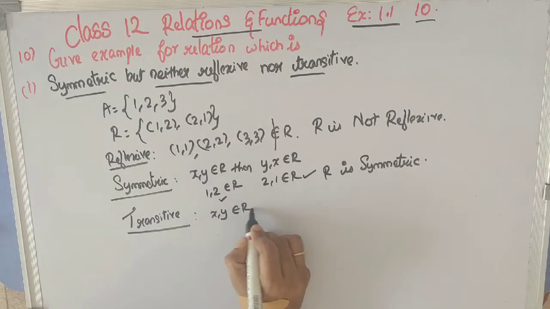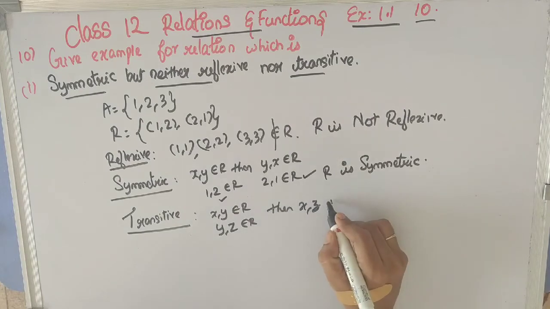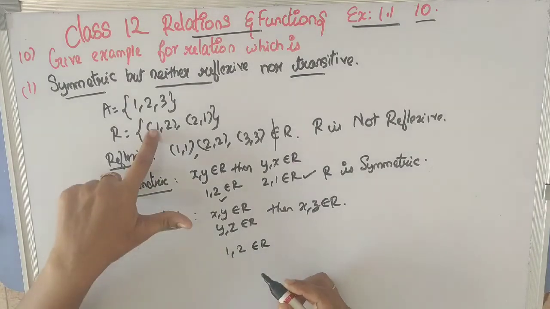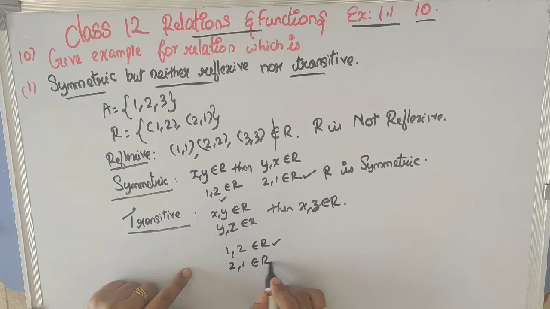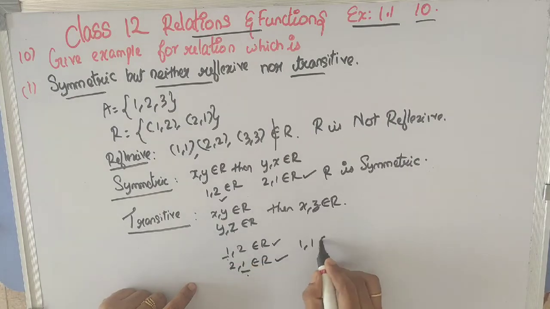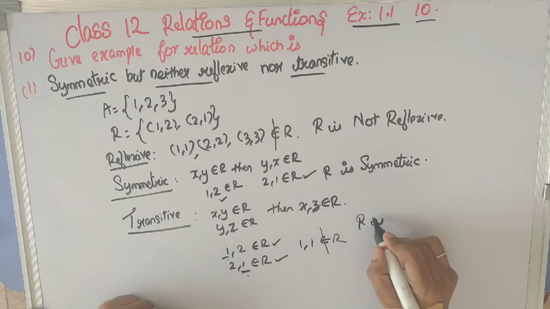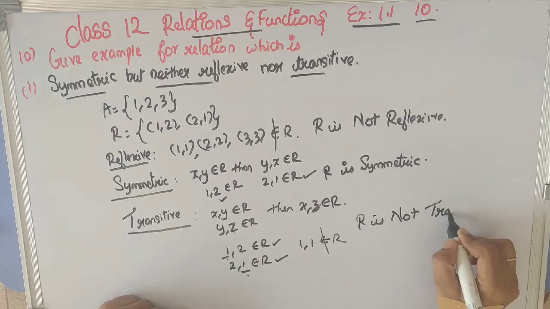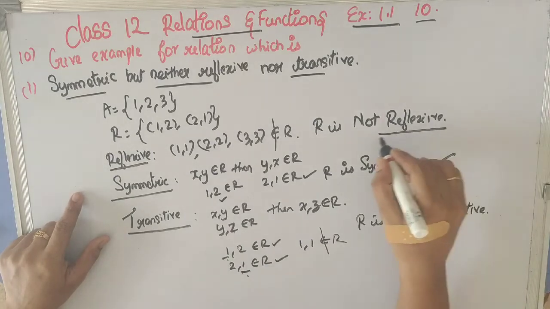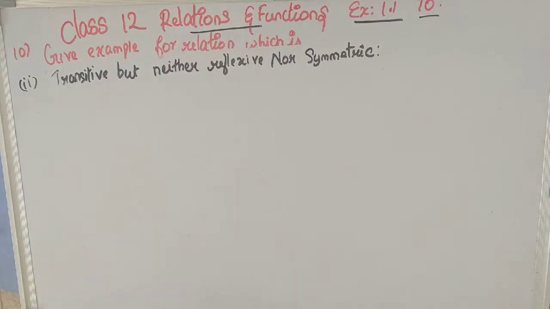Now, let's check whether the relation R is transitive or not. What is a transitive relation? If (x, y) and (y, z) are elements of R, then (x, z) must be an element of R for the relation to be transitive. Here, (1, 2) is an element of R, that is (x, y). (2, 1) is an element of R, that is (y, z). Then (1, 1), that is (x, z). Is it an element of R? No, isn't it? (1, 1) is not an element of R. Therefore, R is not transitive. Clear? So, as per the question, we have given an example for a relation which is symmetric and not reflexive and not transitive. Clear? Now, let's go to the second question.